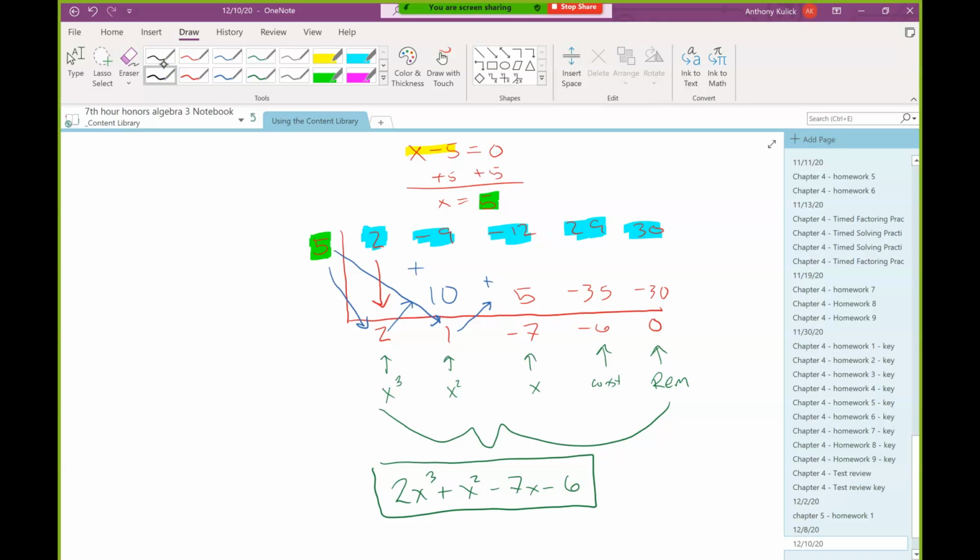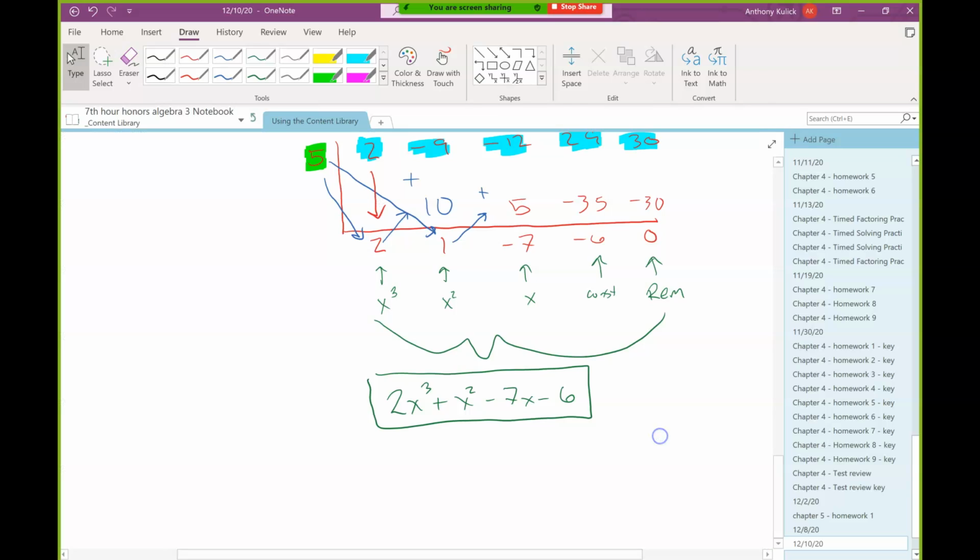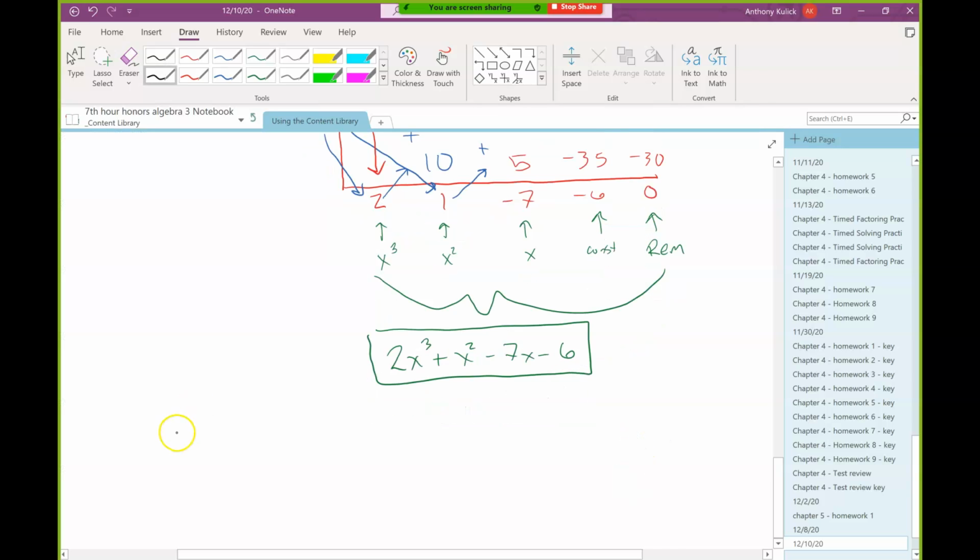Boy, that was a lot faster and a lot easier than the regular long division. It took up less space. There's fewer places to make little silly arithmetic errors. There's less sign flipping going on. Overall, I think it's a considerably easier process. Let's do another example.